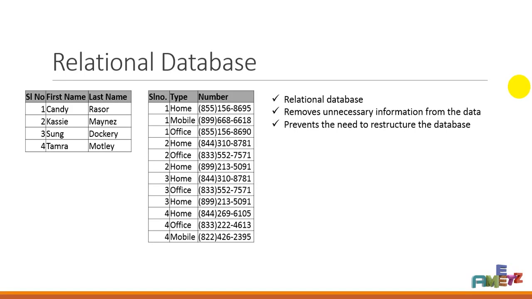Here, the relation between these two tables is the serial number. It's like a key. So the key generated here is for Candy: mobile number, home number, and office number, which are linked with 1. So serial number 1 has these 3 numbers, serial number 2 has these 3 numbers, and serial number 3 has 4 numbers. Basically, this relational database will remove unnecessary information from the data. It will prevent us from restructuring the database from time to time. So our data is consistent, very structured, and very easy to maintain, and we can relate it very easily. This is the reason why we need to use the MS Access application.